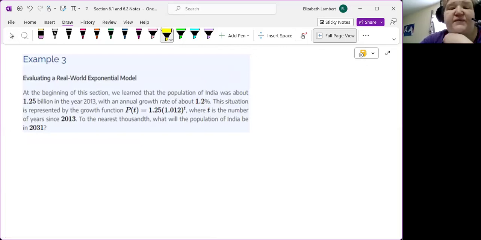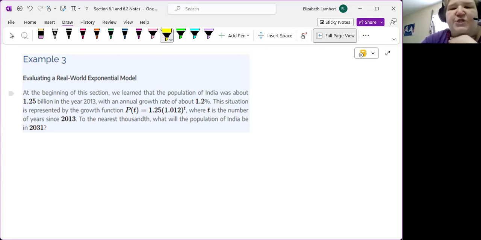that the population of India has a growth rate of 1.2%, and the population was about 1.25 billion in the year 2013. So since it's a growth rate, we can use an exponential function to model it. The b value will be 1 plus the growth rate as a decimal. So that's why we have 1.012, because that's 1 plus 0.012. So then it says, to the nearest thousandth, what will the population of India be in 2031?